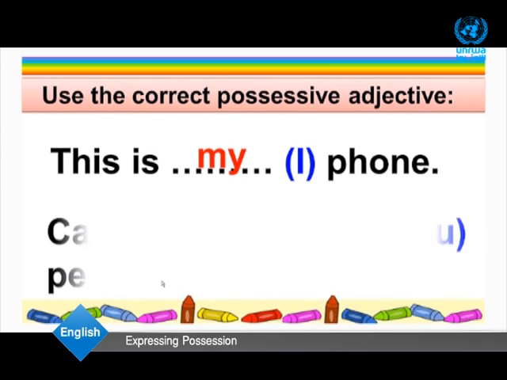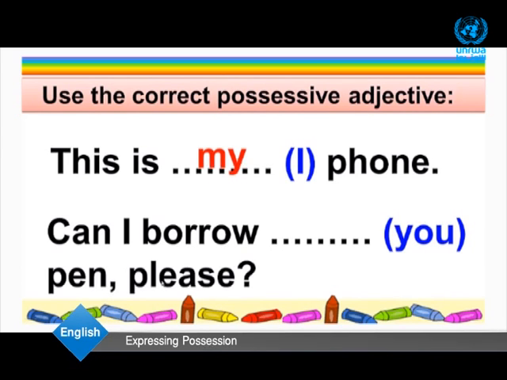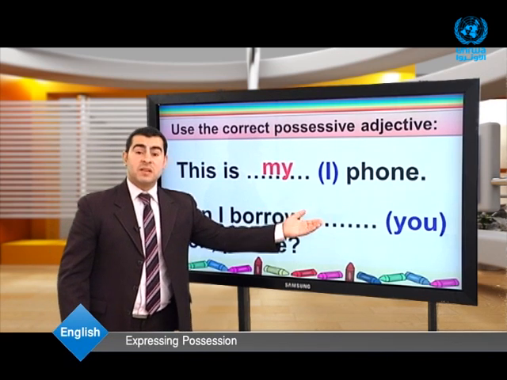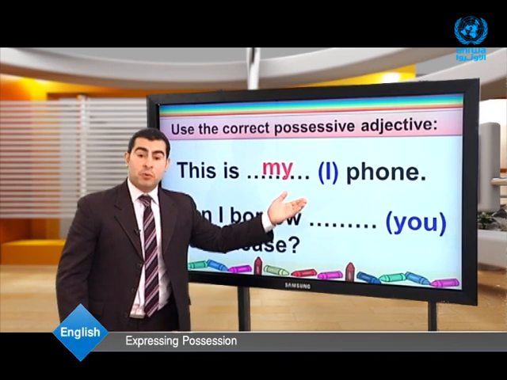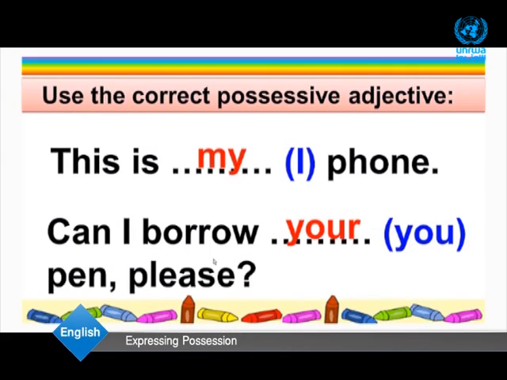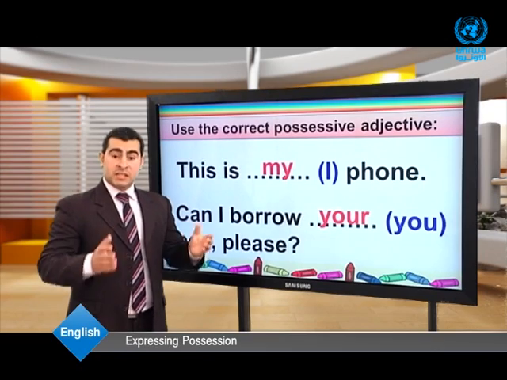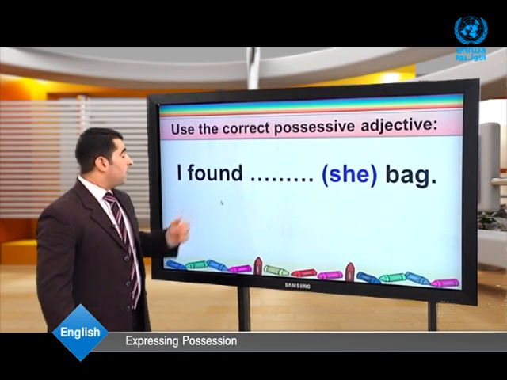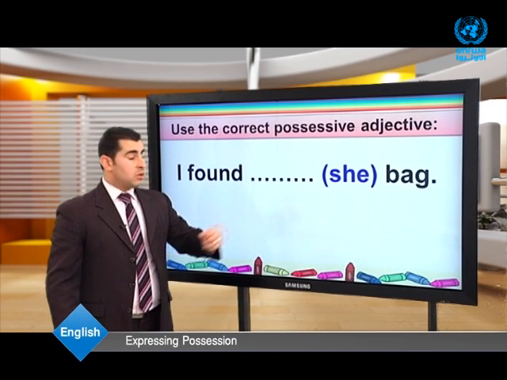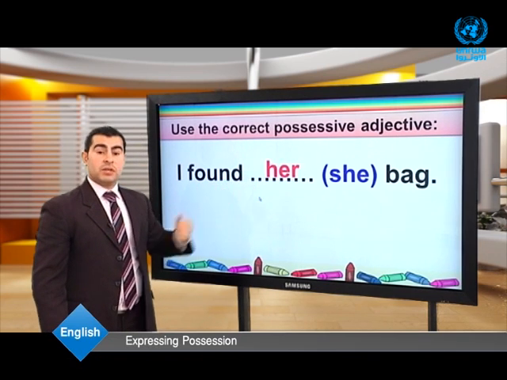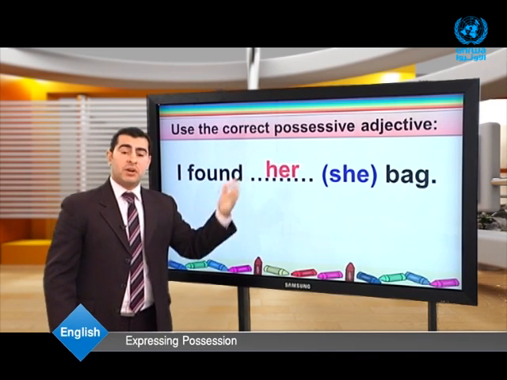Another one. Can I borrow blank pen, please? Here we have to get the possessive adjective of the subject pronoun you. Excellent, it's your. Can I borrow your pen, please? Let's continue with the third one. I found blank bag. She becomes, excellent, her. So, I found her bag.